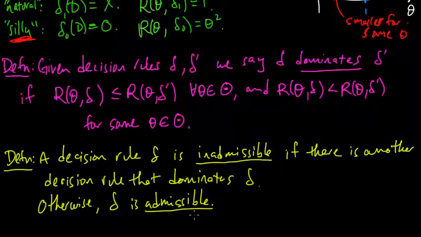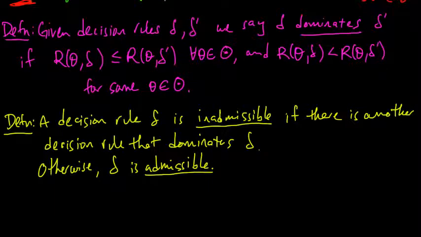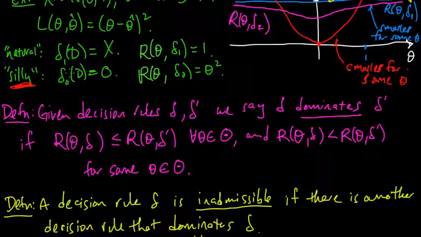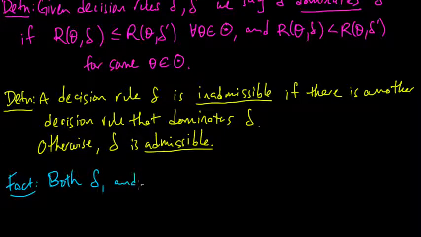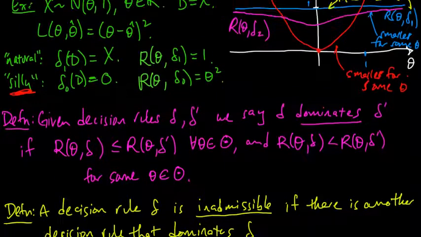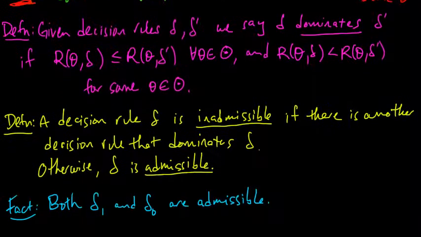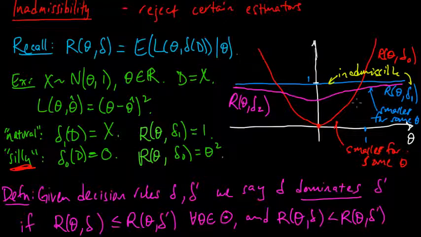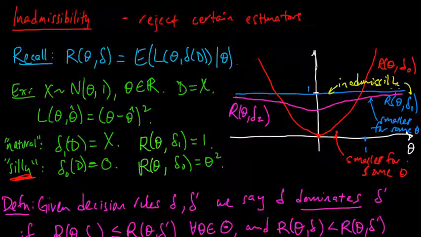And now here's an interesting fact, maybe a little surprising. Remember, in our little example, we had delta 1 and delta 0, the natural decision rule and the silly decision rule. It turns out that both delta 1 and delta 0 are admissible in this case of just a univariate Gaussian. So, in particular, the silly decision rule where we just pick 0 is admissible. There is no decision rule that is better for every theta and strictly better for at least one.